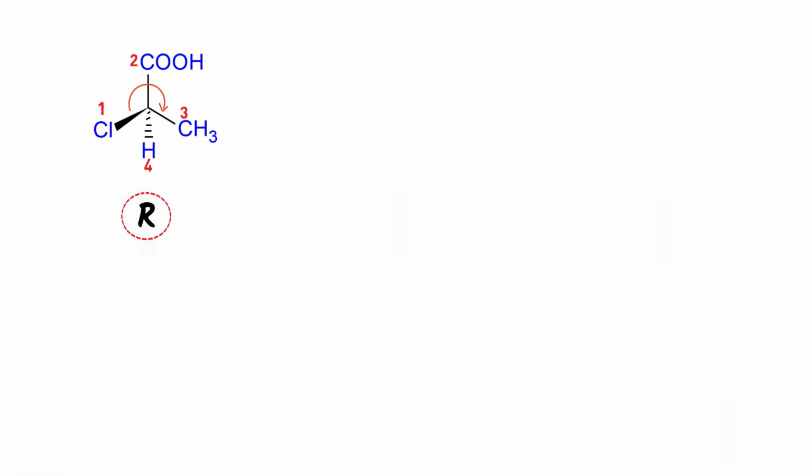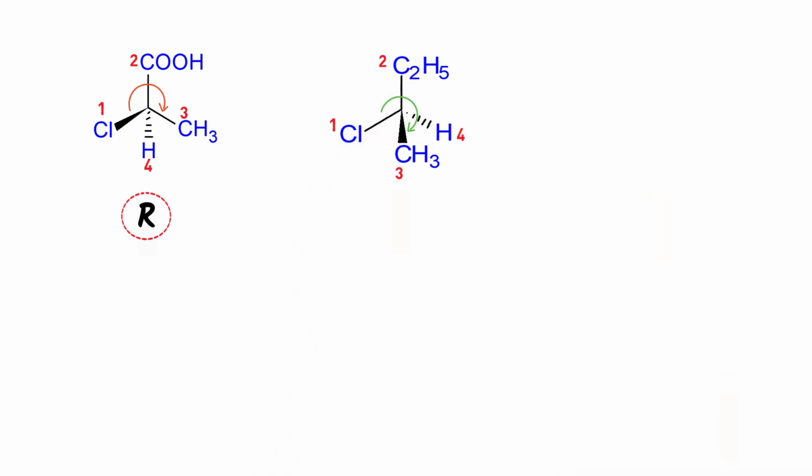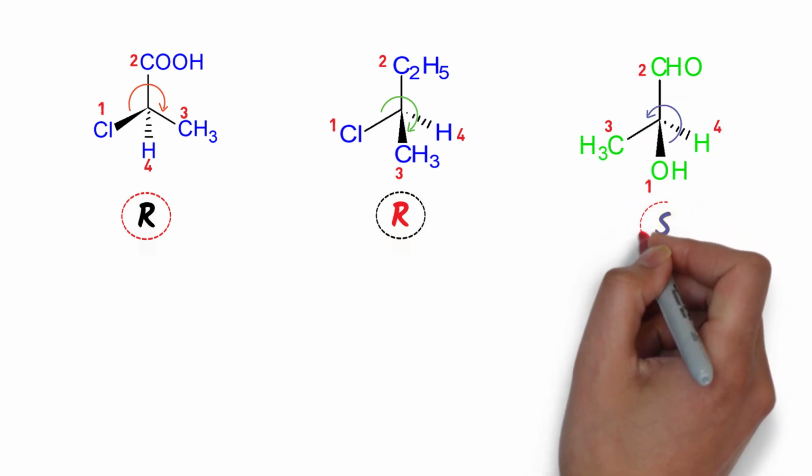In the next example, chlorine gets priority first. Ethyl gets priority second because it's attached to one more carbon. Methyl gets priority third. And finally, you have the lowest priority atom, hydrogen. As hydrogen is away from the viewer, shown by the dotted line, clearly, once you move through 1, 2, 3, it moves clockwise, so it's an R isomer. In the same way, in this molecule also, the lowest priority atom is hydrogen, which is away from the viewer, so it moves anti-clockwise. Therefore, the configuration in this case is S.